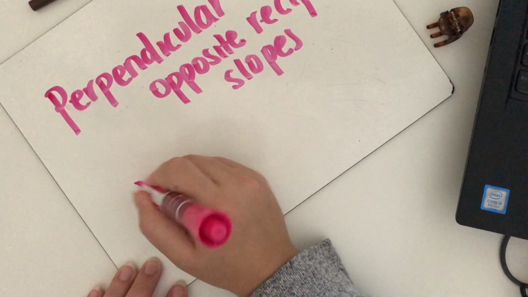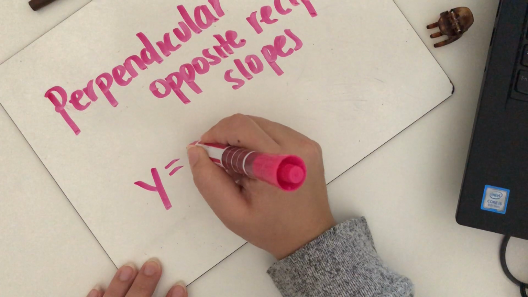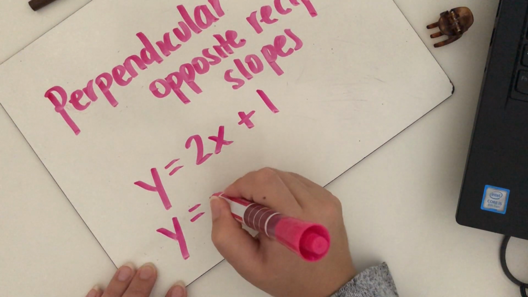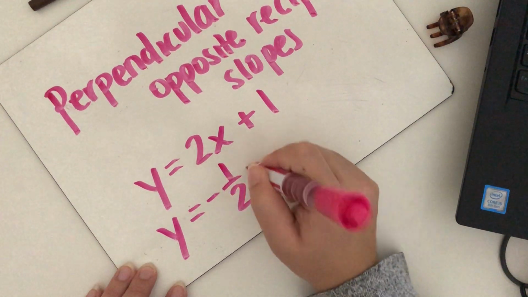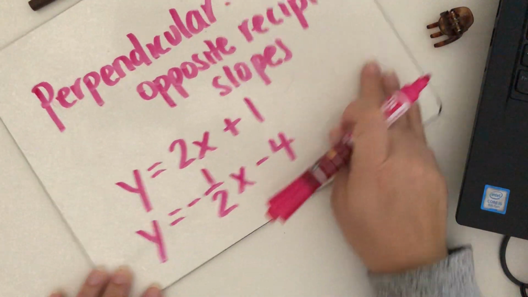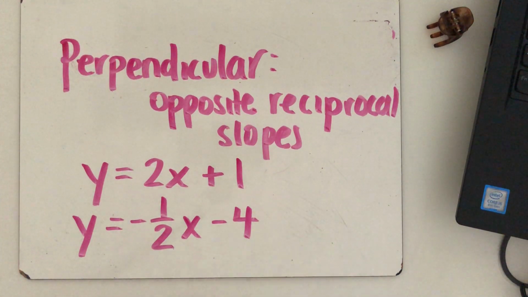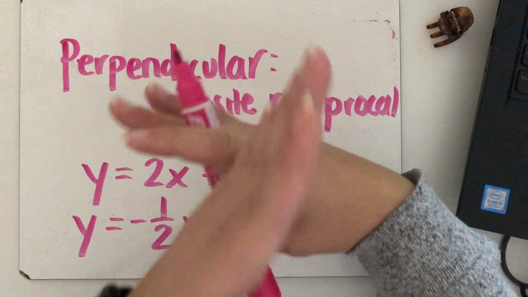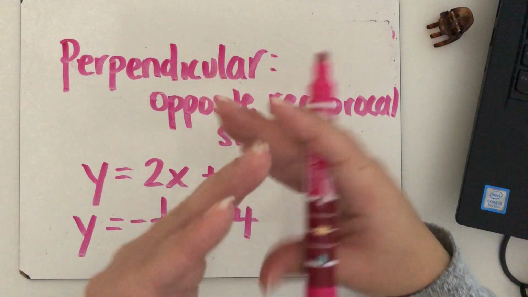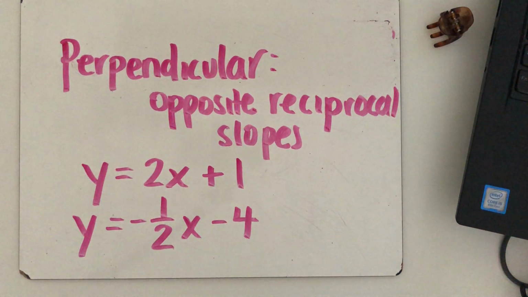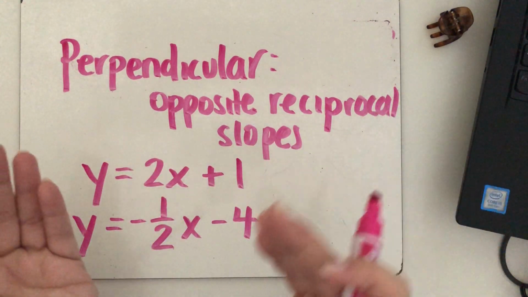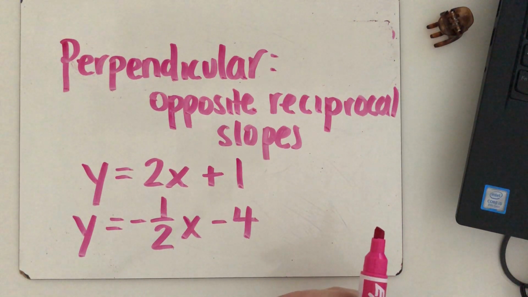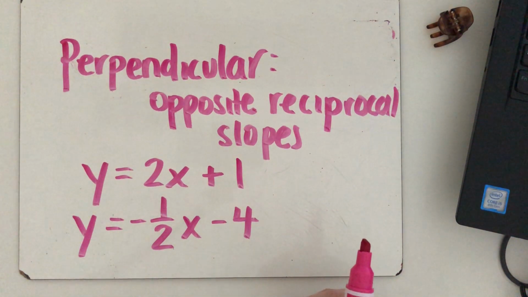So let's take y equals 2x plus 1, y equals -1/2 x minus 4. So the y-intercepts don't really matter at this point, it's more the slopes, because that's where they're going to cross each other at a perpendicular angle, or a right angle. Now remember, there are lines that cross all the time, but that doesn't mean that they are perpendicular. They are only perpendicular when they have opposite reciprocal slopes.